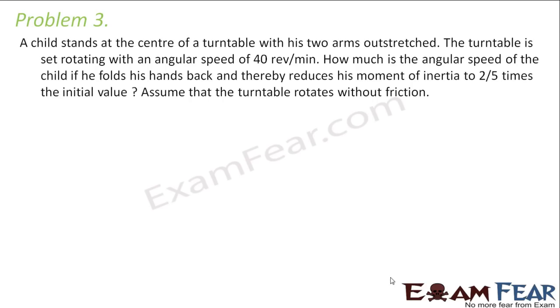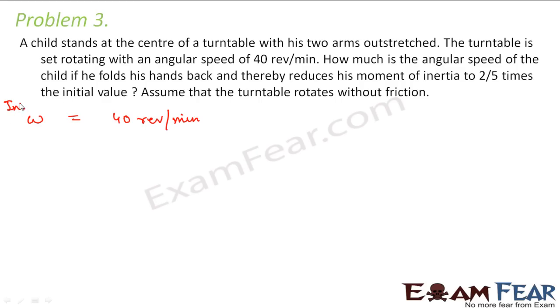Let us look at the third problem. It says a child stands at the center of a turntable with his two arms outstretched. The turntable is set rotating with an angular speed of 40 revolutions per minute. How much is the angular speed of the child if he folds his hands back and thereby reduces his moment of inertia to 2 by 5 times the initial value?